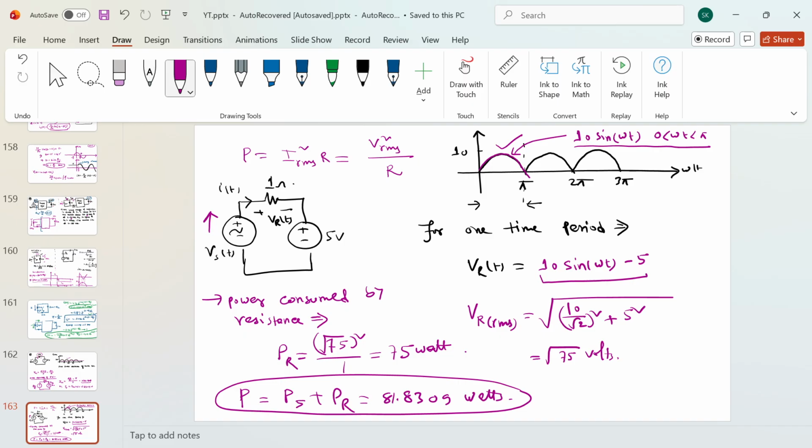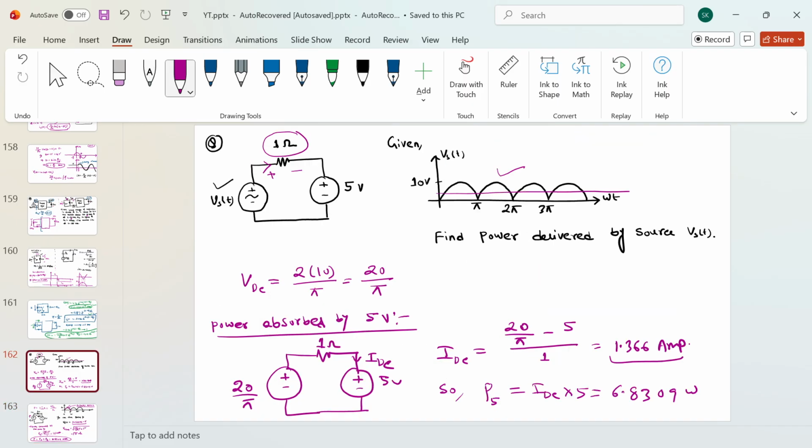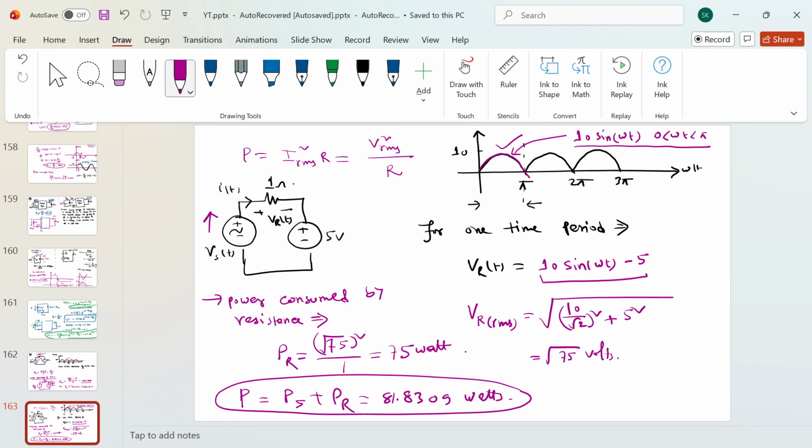The key point is that one must know that this 5 volt will absorb power only because of the DC current flowing in the circuit, but this 1 ohm will absorb power because of AC as well as DC. If you calculate the power absorbed by this 1 ohm resistance because of the DC component alone, that will be wrong. So you have to understand how the power flow is happening, because power can only be transferred or absorbed when the voltage and current frequencies are the same.